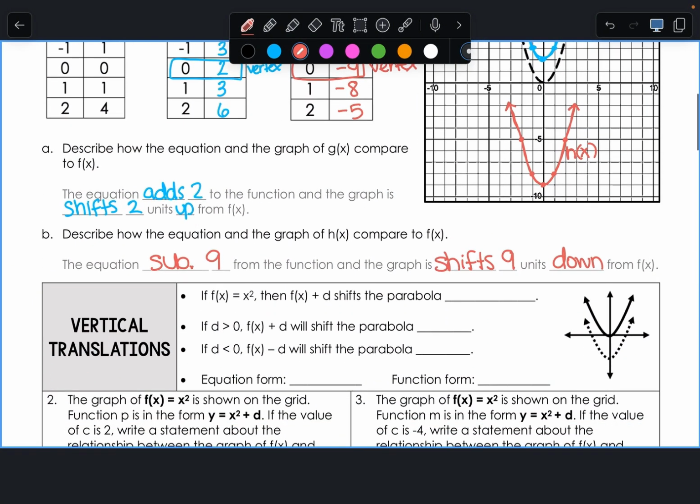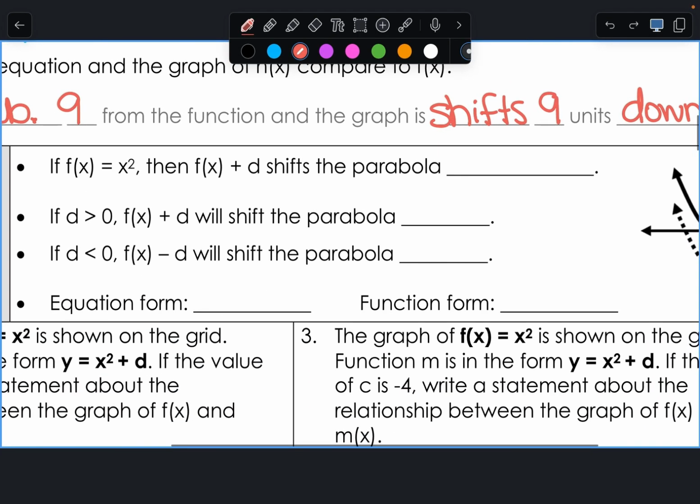So if f of x equals x squared, then we have an f of x plus d. That plus d will shift the parabola vertically. Vertically means to go what? Up and down. Okay. A plus d will shift the parabola up. Minus d will shift it down.